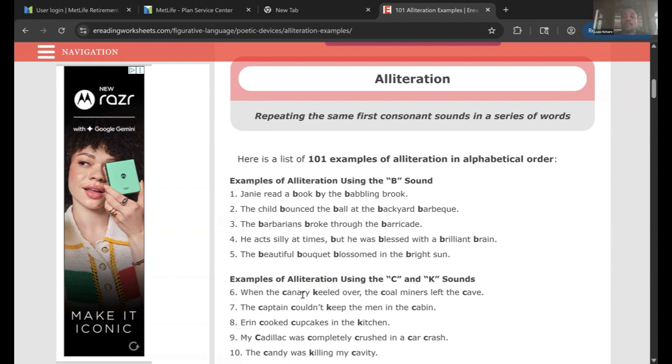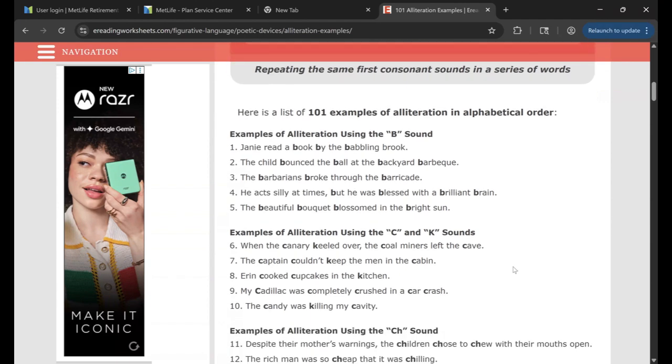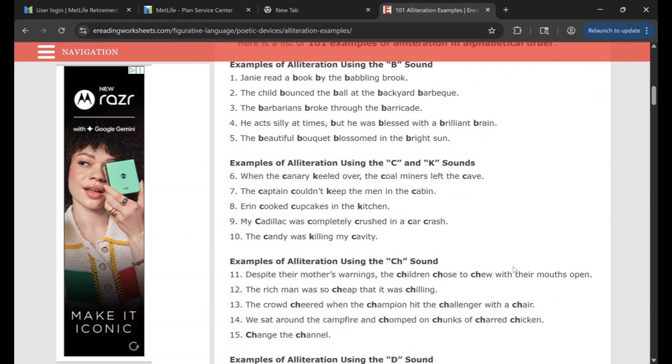Okay, next. Examples of alliteration using the C and K sounds. Who can try that, from 6 to 10? I will try. Okay, go ahead. When the canary killed over the cold, Mina left the calf. The coal miner left the cave. No, cave. The captain couldn't keep the men in the cabin. The cabin. That's good.